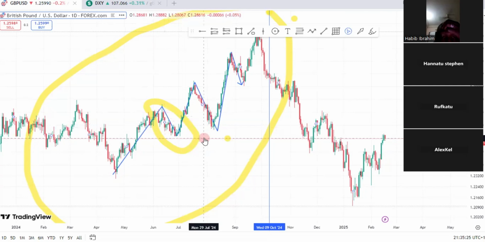I want to talk about the internal range liquidity and the external range liquidity.